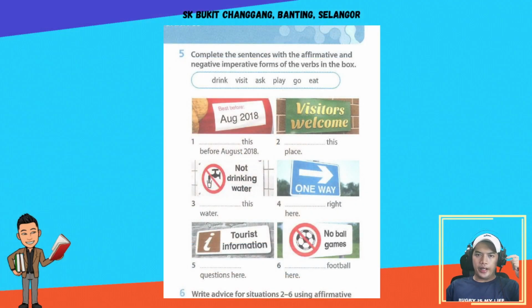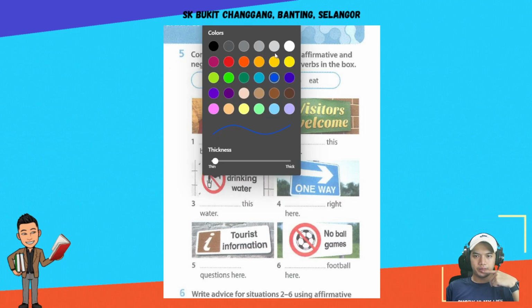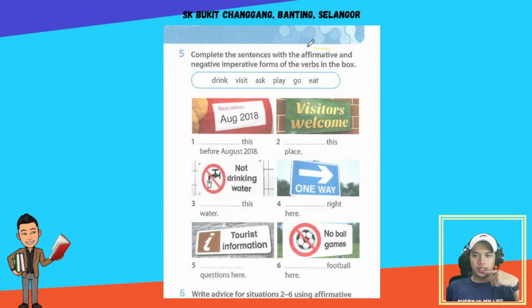Okay. Let's do a bit of exercises. All right. This one. Complete the sentences with the affirmative and negative. Okay. So here, affirmative and negative. Remember, negative ada no ataupun ada n't. Alright. So we need to fill in the blanks with the correct verb.